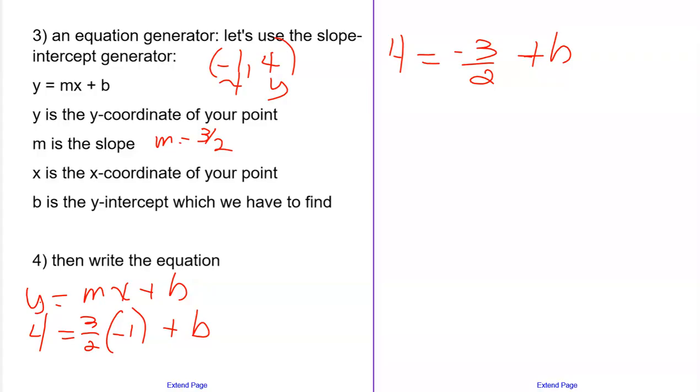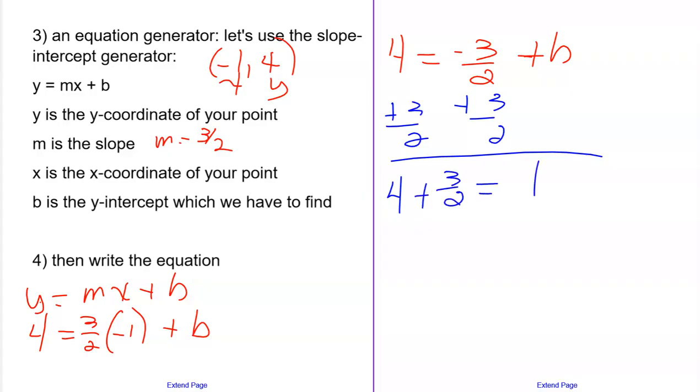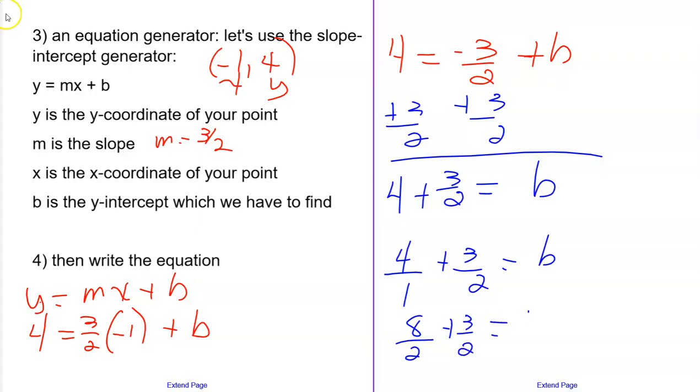We want to solve for b, so I add 3/2 to both sides. I get 4 plus 3/2 equals b. In order to add these, I need a common denominator, which is going to be 2, because that's the only denominator that we have. 1 to go into 2. 2 times 4 is 8, plus 3/2, 11/2 is equal to b.